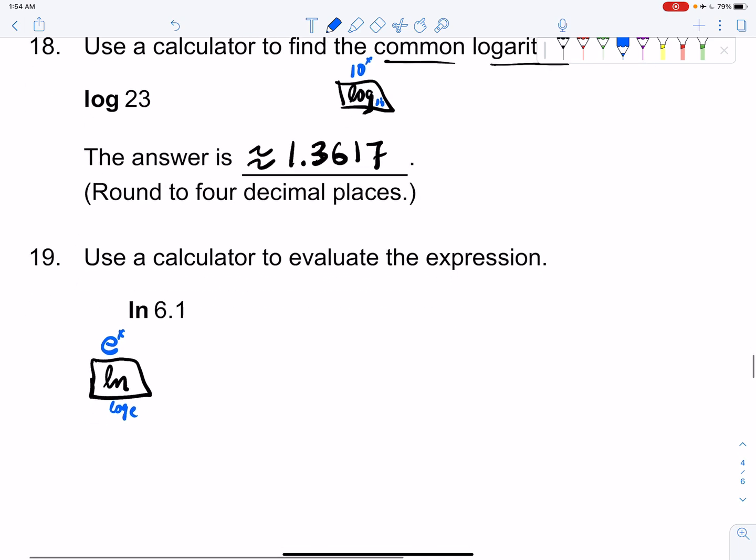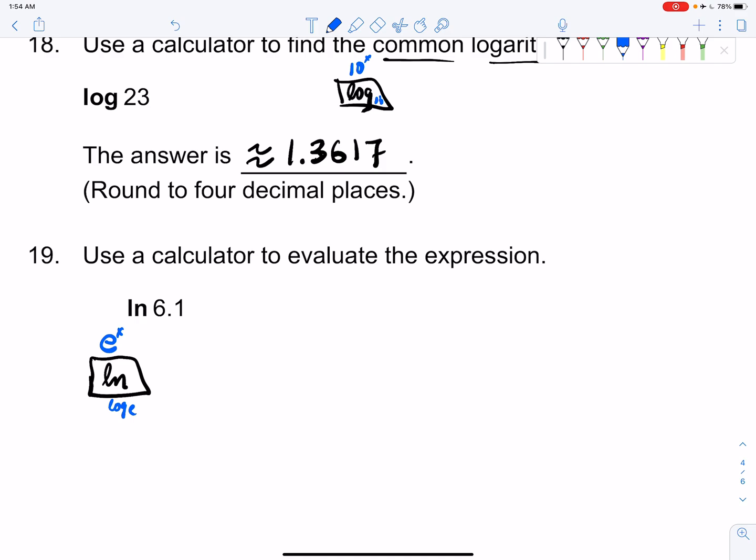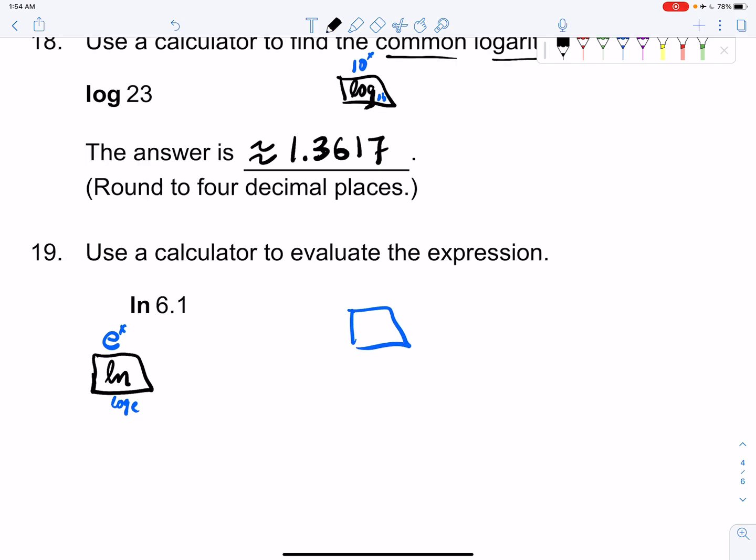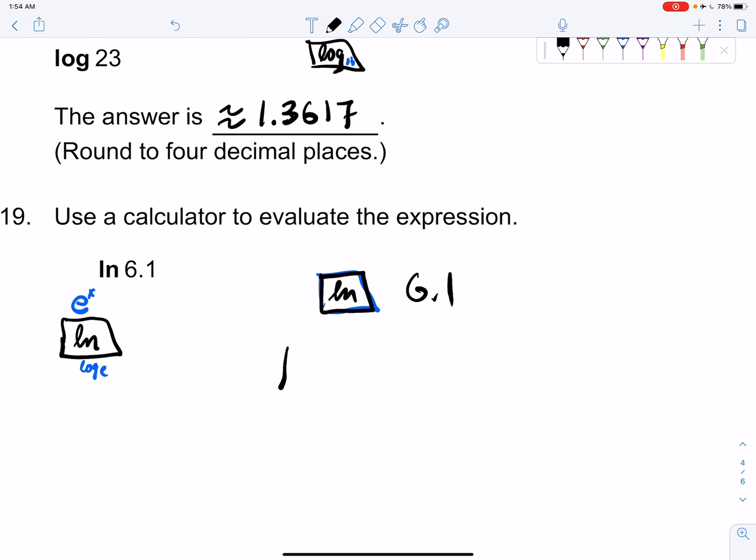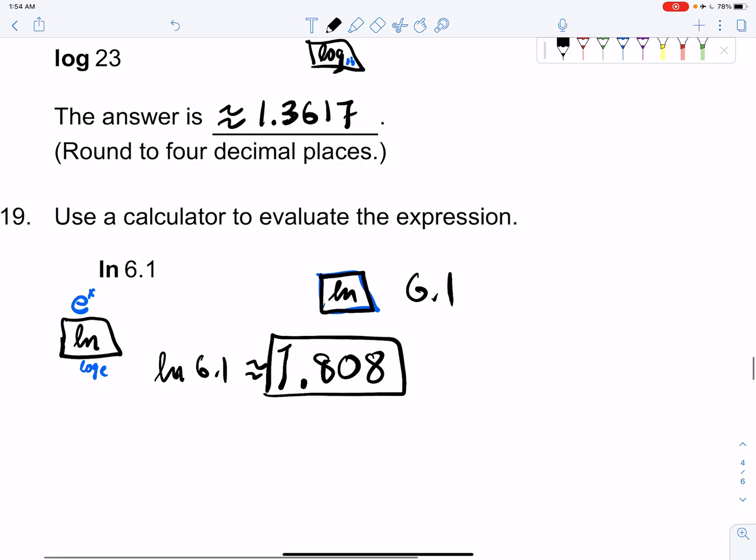Okay, let me get back down to this. What I need to do is punch the button that says ln, type in 6.1, and then hit enter. And what spits out? And this time they only want, wait a minute, they wanted 3 decimal places. Funny book. Okay, I figured it would be 4, but no, it says 3. So 1.808, and that's what the natural log of 6.1 is approximately, right? We're definitely rounding here.